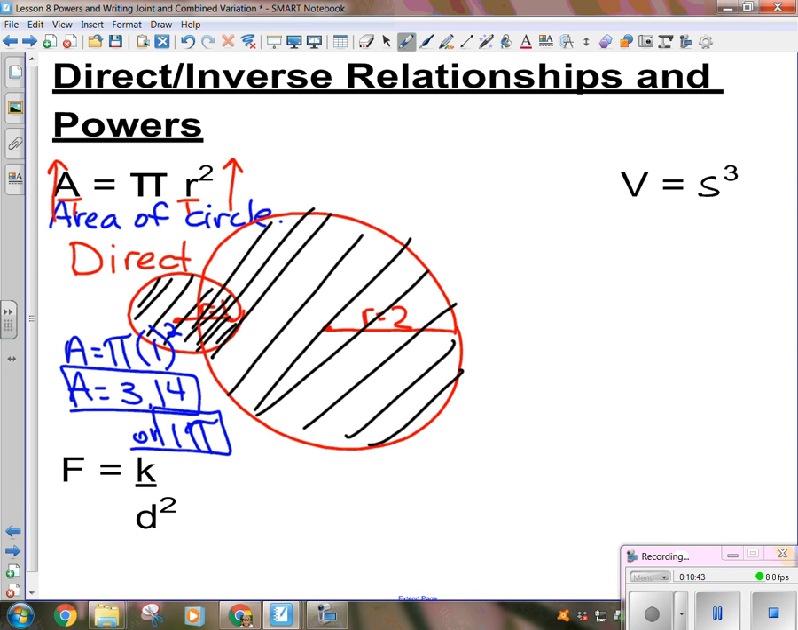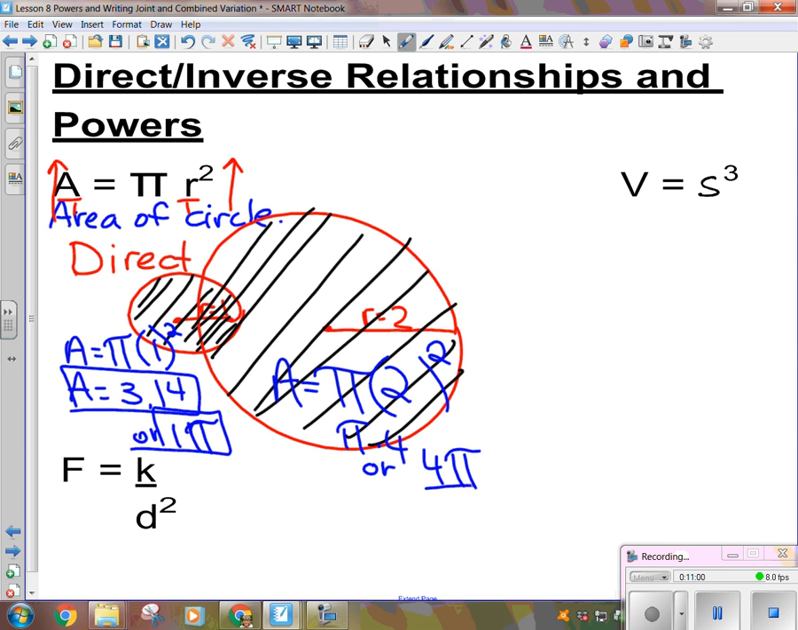Equations that have powers in them. Okay. Area of this one is pi, and this time the radius is what? 2, and we're going to square it. What's 2 to the second power? 4. So that's actually 4 times pi. Now, grab your calculator. What's 4 times 3.14? So it's approximately 12 point what? 56. Okay, it depends on whether you use the pi key or whether you type in 3.14.